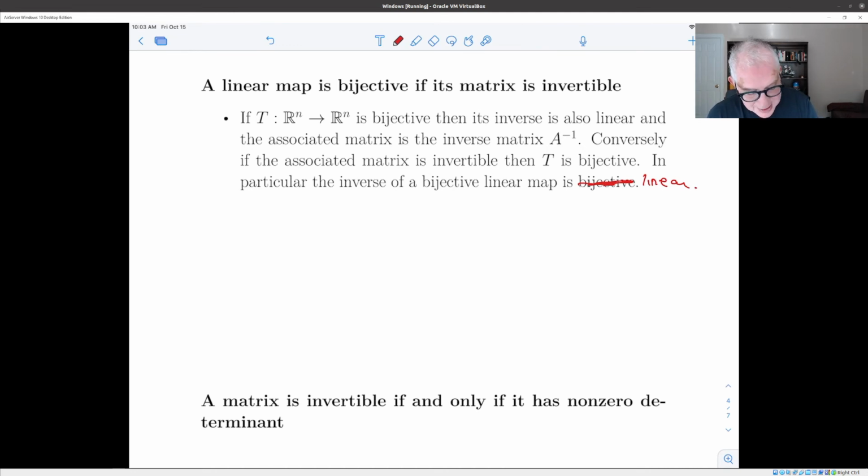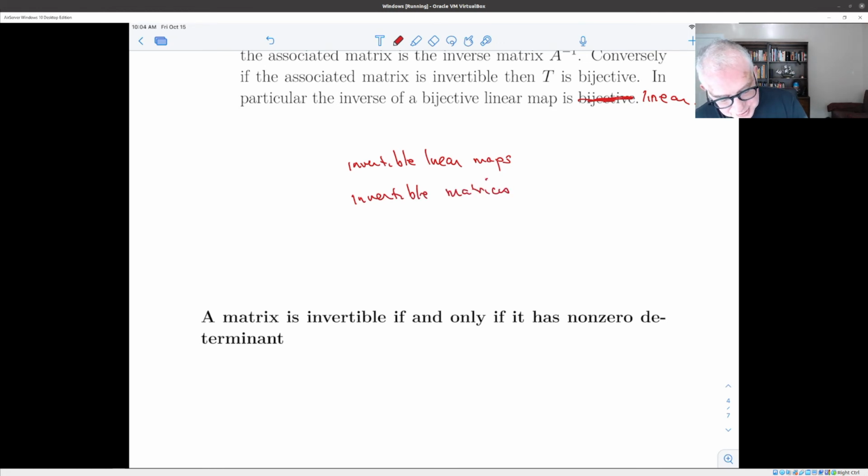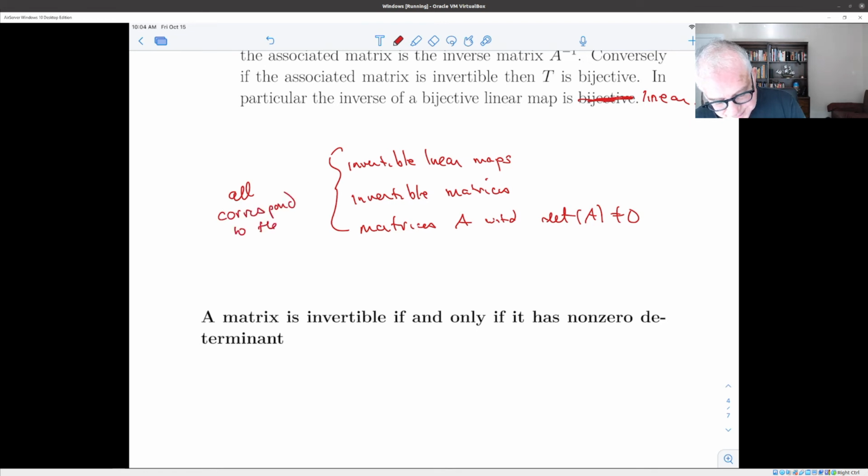And you can test to see if a matrix is invertible by computing its determinant. And if you get a non-zero value, then you know that the matrix is invertible. So invertible linear maps or bijective linear maps, invertible matrices, and matrices with non-zero determinant all correspond to the same thing.